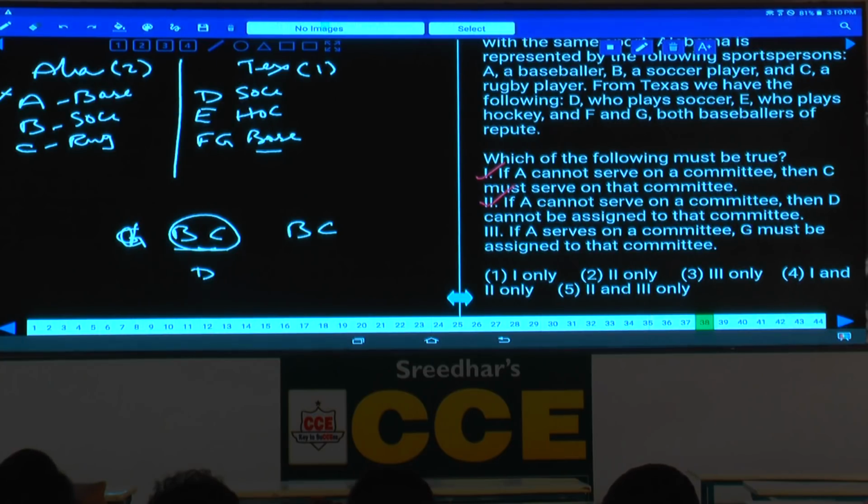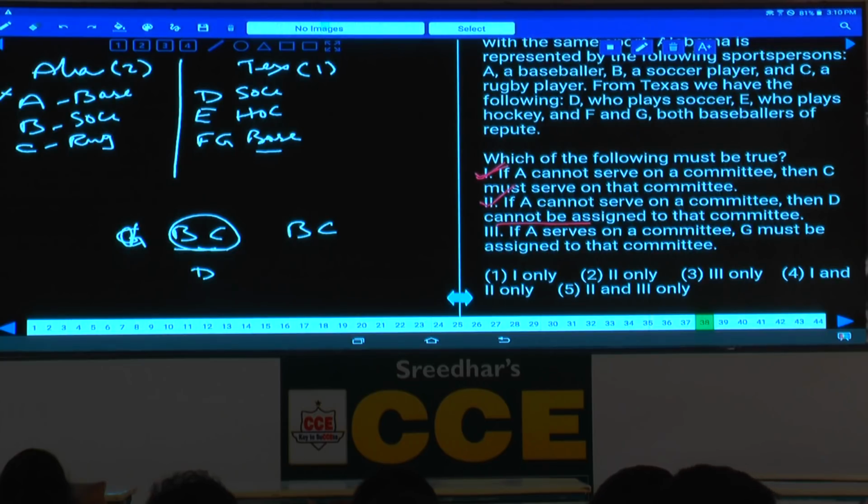If A cannot serve on a committee, then C must serve on that committee: this is true. And if A cannot serve on a committee, then B and C will be there, so D cannot be assigned to that committee: that is also true. Yes. So 1 and 2. "All" is not there, hence 1 and 2, no need to check the remaining at all.